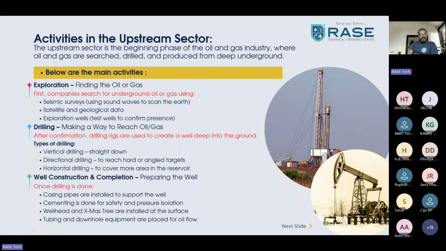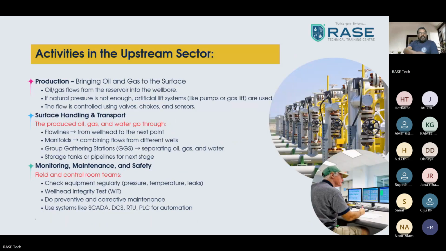It's completion equipment. Tubing and downhole equipment are placed for the oil flow. It's also considered pressure control equipment. Then we complete our well construction and hand over to the production stage, bringing oil and gas to the surface. The oil and gas flow from the reservoir to the wellbore.